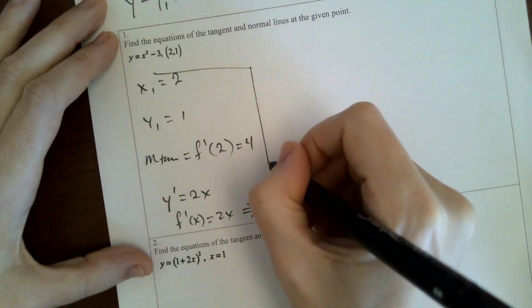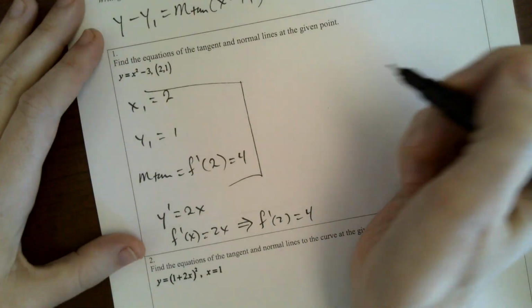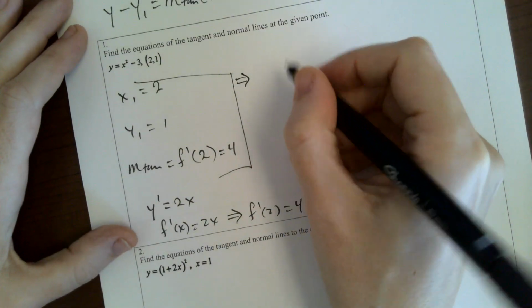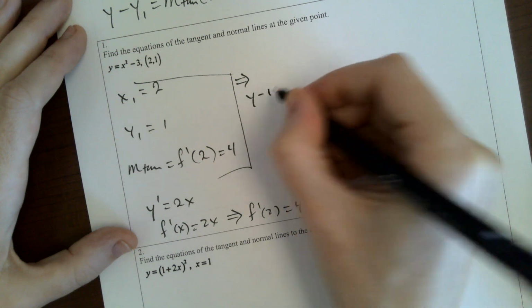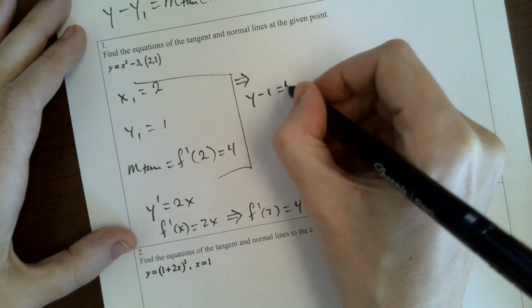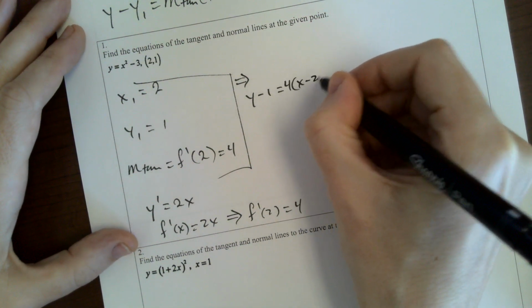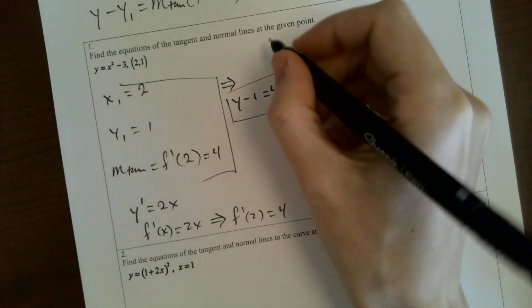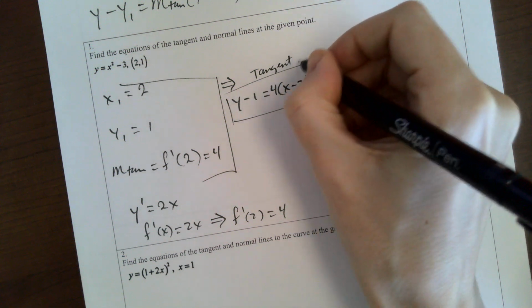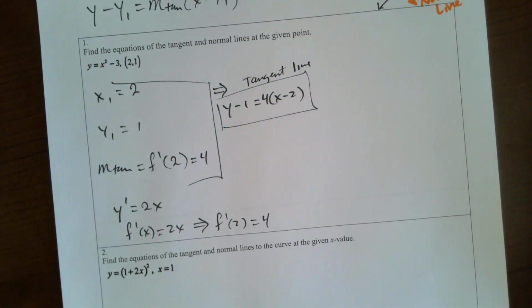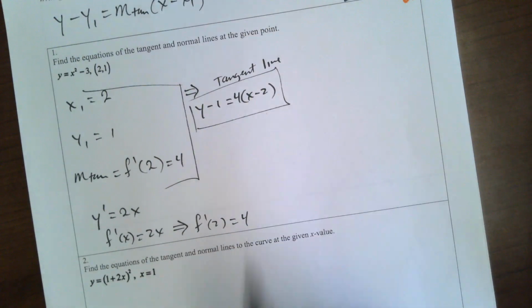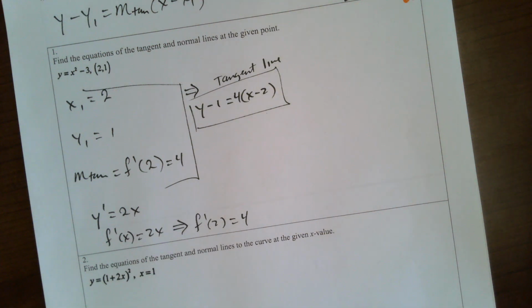Okay, now as soon as you have these three ingredients, then you just plug them into the formula. So y minus y1, which is 1, equals m tan, which is 4, times x minus x1, which is 2. All right, and you could just leave it like that. All right, so this is the tangent line. Alrighty, now for the normal line, it's going to be very similar. Sorry for the mess.